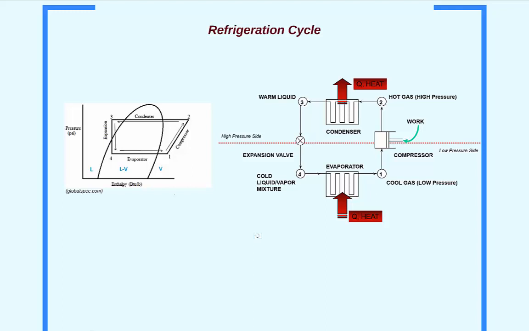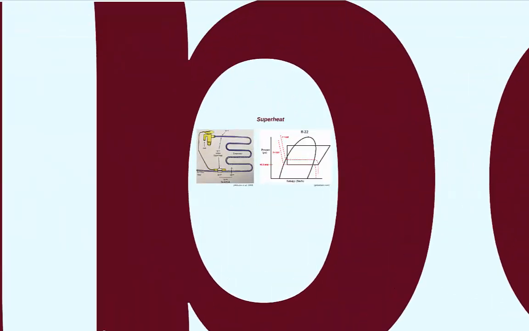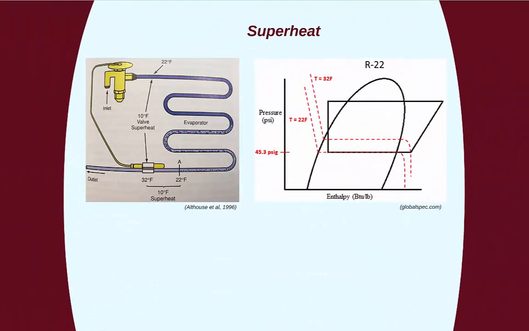The cycle is controlled to make sure refrigerant entering the compressor is entirely vapor by looking at the cycle's superheat. Superheat is the increase in refrigerant temperature above saturation temperature. Let's look at an example to make sure we really understand superheat before moving on. R22 is traveling through an evaporator with an operating pressure of 45.3 psi. At this pressure, R22 saturation temperature is 22 degrees Fahrenheit.